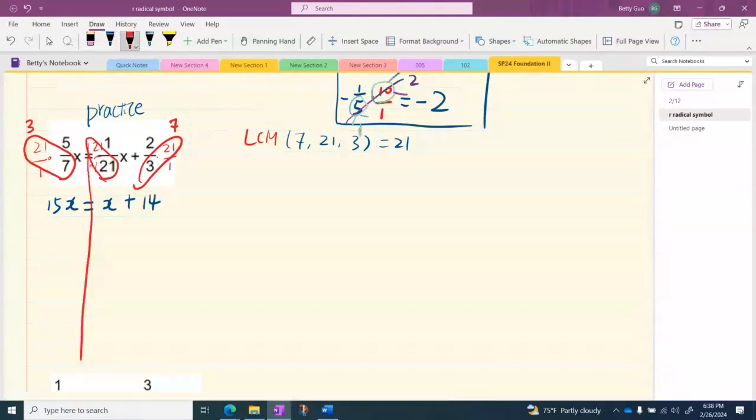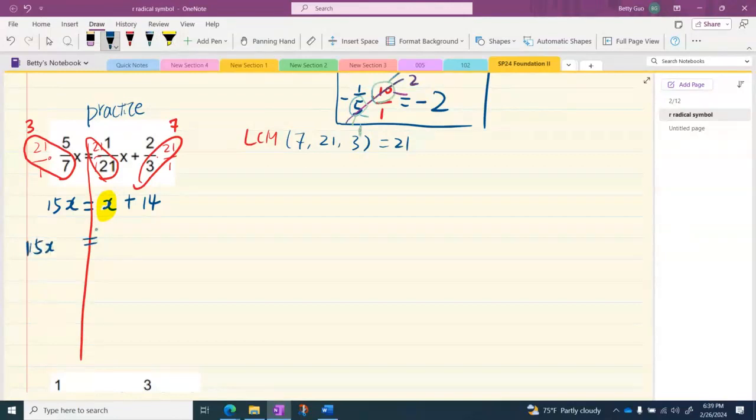We get rid of all the denominators. And now we have a very simple linear equation in one variable. And in this equation, we have two variable terms. We want them on the left side. So what we want is we want to move this guy.